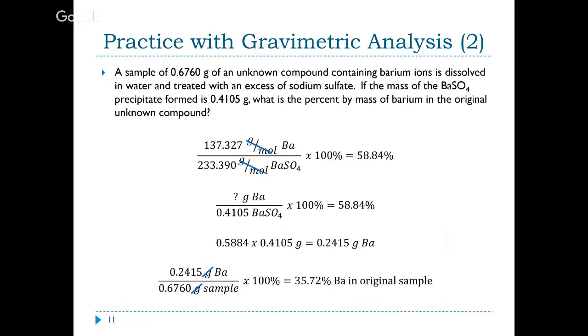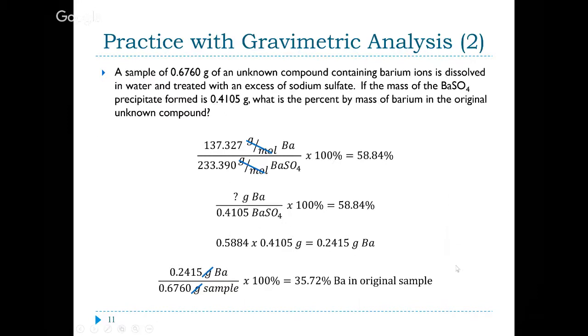So a sample of 0.6760 grams of an unknown compound containing barium ions is dissolved in water and treated with an excess of sodium sulfate. If the mass of the barium sulfate precipitate formed is 0.4105 grams, what is the percent by mass of barium in the original compound? So the first thing that we do here is just find what is the percent composition of barium in barium sulfate.